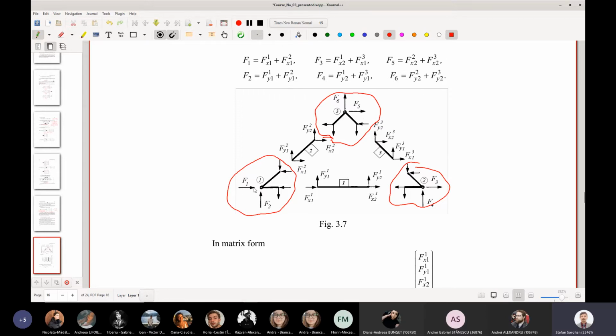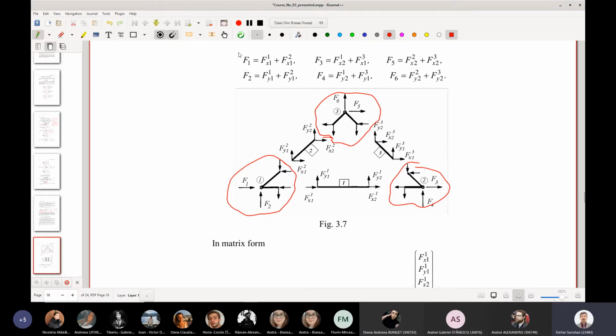So, for example, F1 is equal to this force here plus this force here, because they are in opposite directions, as an applied force and a reaction force, or they are internal loads. And as you know, internal loads come in pairs, action and reaction. So this one here is equal to this one here. This one here is equal to this one here. And we obtain this relationship.